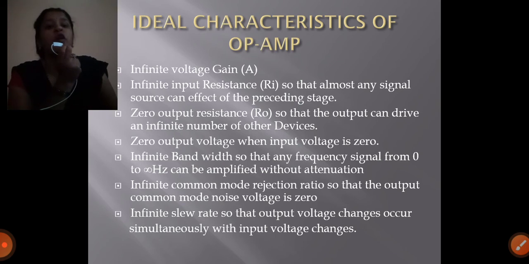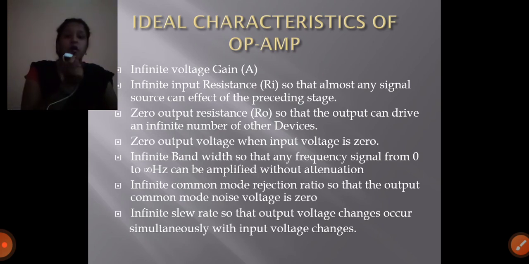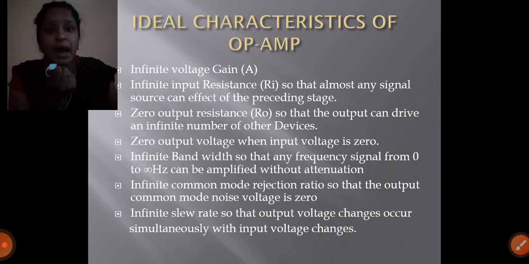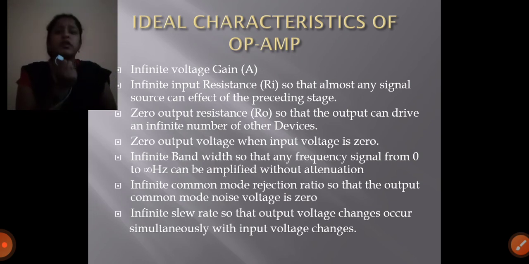With zero output resistance, the output can drive an infinite number of other devices. The current will be more, so obviously the voltage will be high. Voltage will be high, right? And next, zero output voltage when the input voltage is zero.